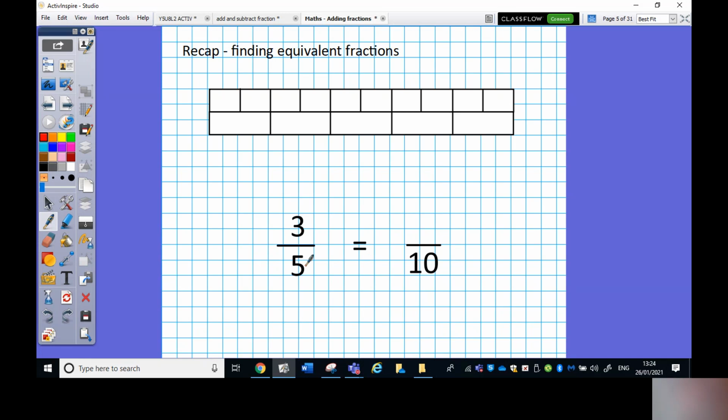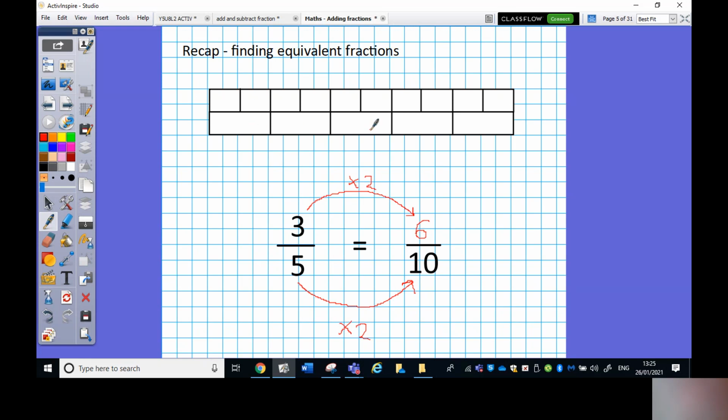Let's take a look at this. 3/5. We're trying to find its equivalent in tenths. So what must I do to 5 to get 10? Tell me. Good, I need to multiply it by 2 again. Well done. And whatever I do to my denominator, I need to do to my numerator. So I need to multiply that by 2 as well. 3 times 2 equals 6. Excellent. So 3/5 is equal to 6/10.